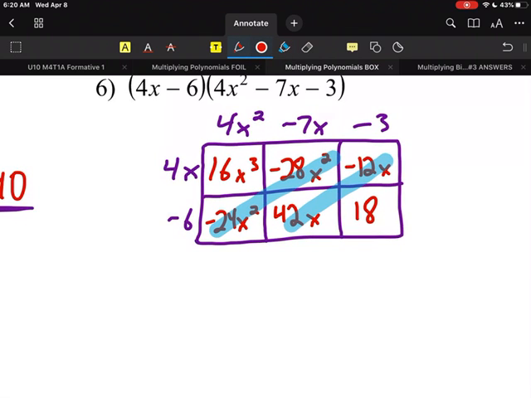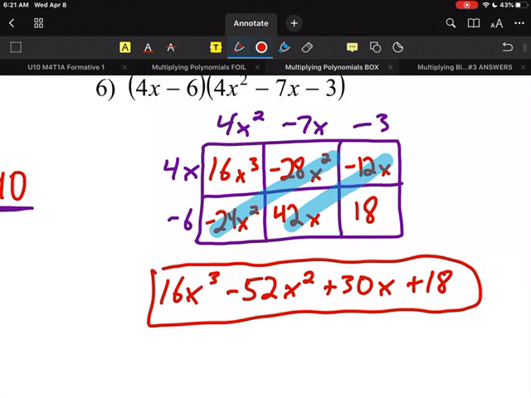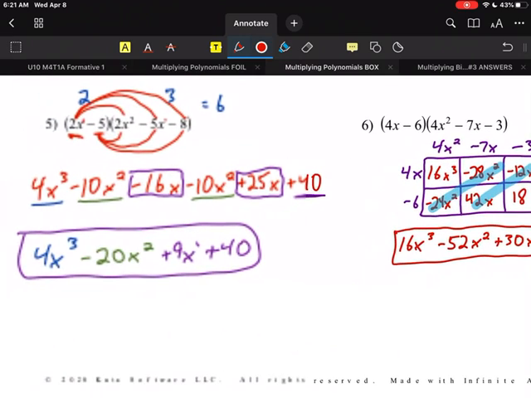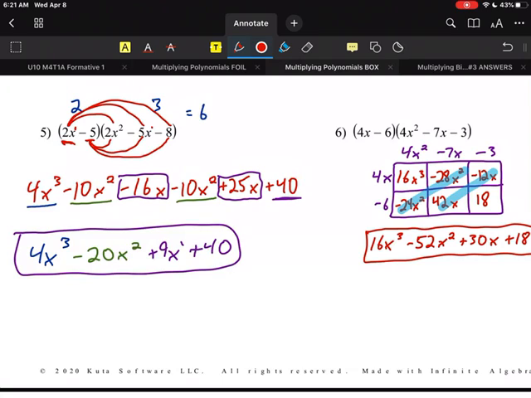Okay, so I only have one x to the third, so that comes down. And then negative 24 and negative 28, they both have x squared. So I'm going to add those numbers together, which you get negative 52 x squared. The 42 and the negative 12, they both have an x. So that is a plus 30x, and then the plus 18 in the back. All right? And that's the box method. So you get to pick, either one here. All right? If you have any questions, let me know.